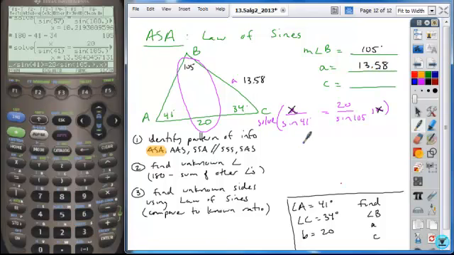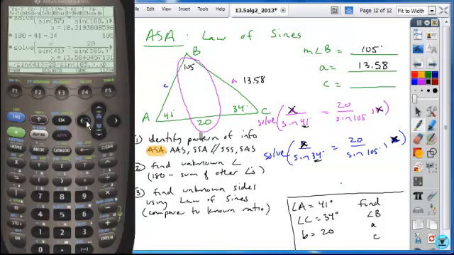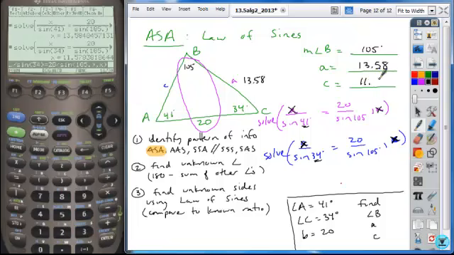So let's calculate it. Okay, we know that C over the sine of the angle opposite it, 34 degrees, is equal to our known ratio. Just keep using the same one, 20 over the sine of 105. Solve for C. And again, when I calculate that, if I substitute in an x, all I have to do is change out the 34 and 41. And so if I plug in a 34 here, everything else stays the same. I get 11.58 approximately as my solution.